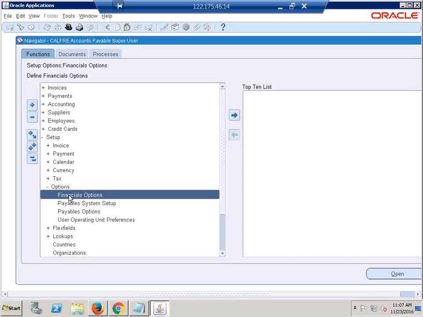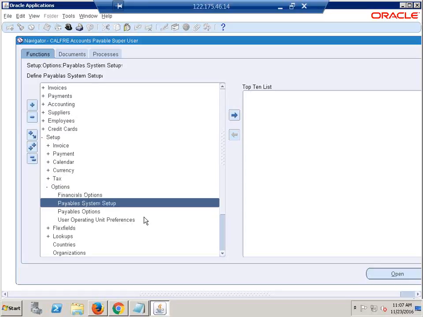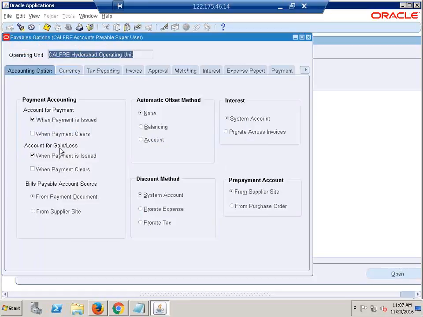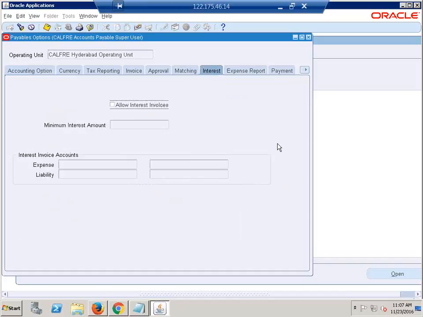Navigation is Setup, Options, Payables Options. So we want to do setup related to interest invoice, right? Go to the Interest Invoice tab. There will be a tab called Interest. Select the Interest tab.